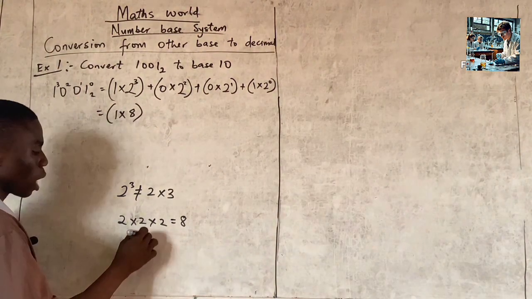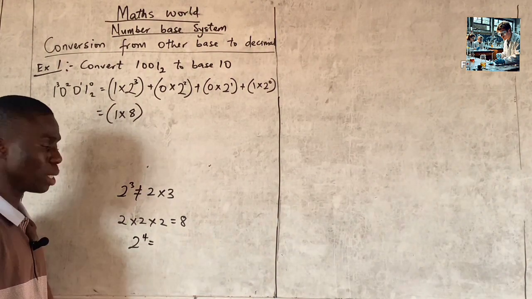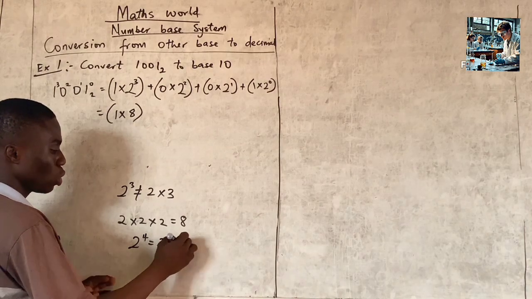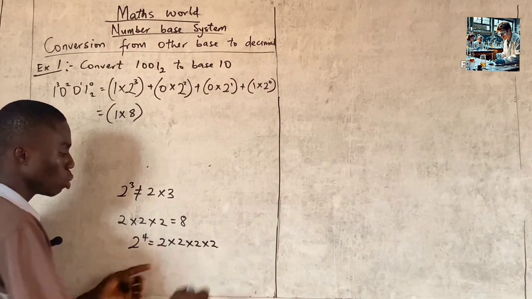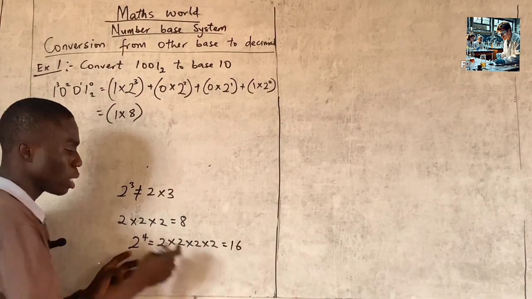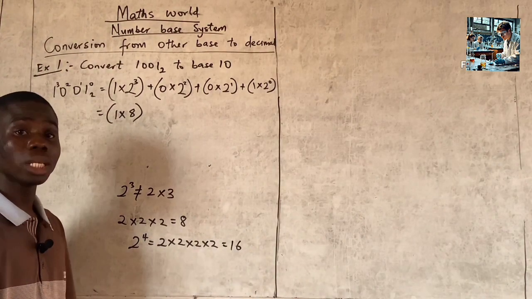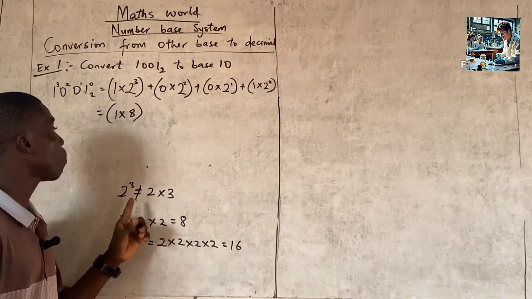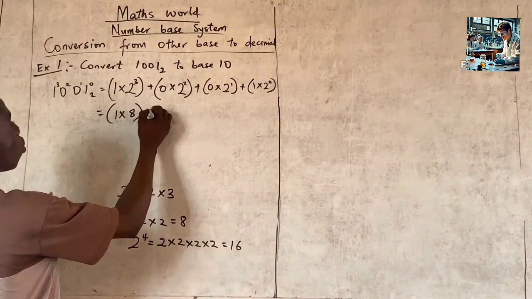That is 2 raised to power 3. 2 raised to power 4 will now be what? 2 in 4 places. 2 times 2 times 2 times 2. 2 times 2, 4, 4 times 2, 8, 8 times 2, 16. That is 2 raised to power 4 and so on. Likewise, 3 also. All numbers that carry power, that's how they work.